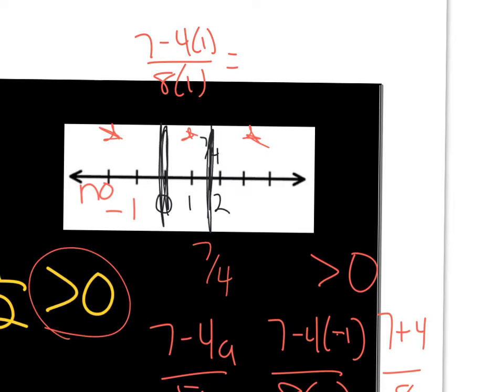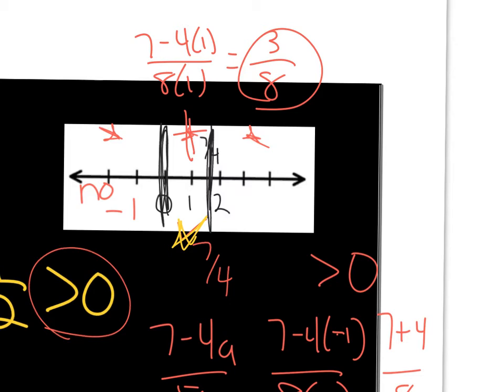That's going to give me 3 over 8. That's a positive, so that works. Okay, from 0 to 7/4 works. All right, so that's a good one. That's a plus. That's a check. That's the one we like. So now we got to try a little bit bigger and see what happens.